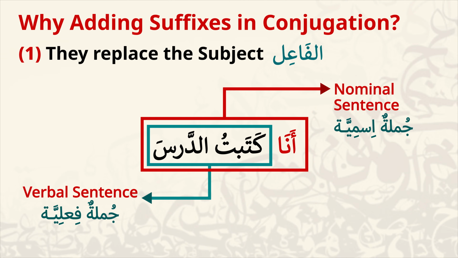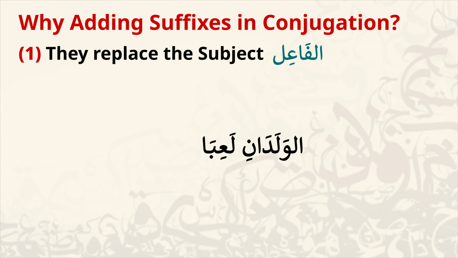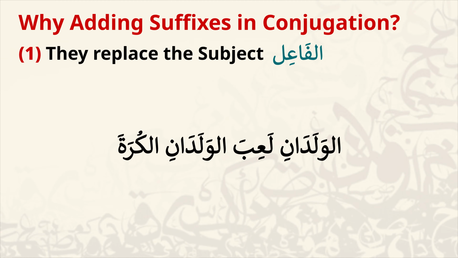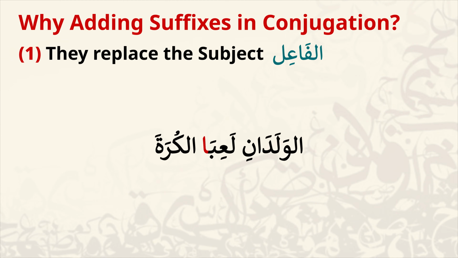Another example, الولدان لعبا الكرة. This sentence was like this. الولدان لعب الولدان الكرة. But instead of repeating the noun الولدان again, we replace it with the connected pronoun ألف الاثنين in the conjugation process to be لعبا instead of لعب الولدان.